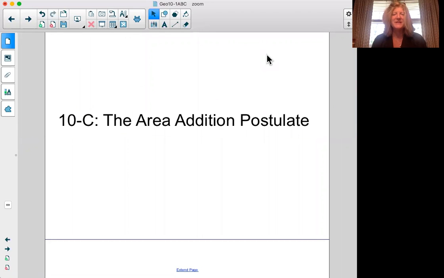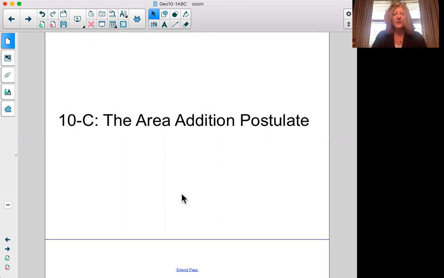Hi, geometry cherubs. In this area project, the next thing we're going to study is the area addition postulate. Previously in the course, we've talked about the segment addition postulate, we've talked about the angle addition postulate, and now we're going to talk about the area addition postulate, and it's analogous.